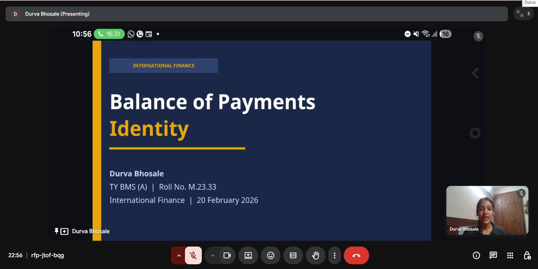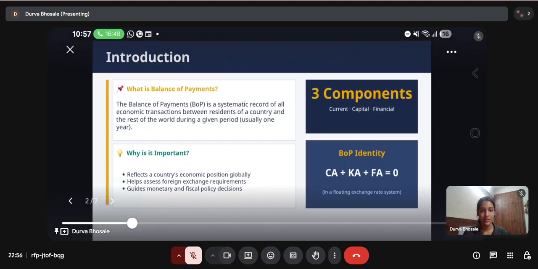My name is Durva, and my topic for International Finances presentation is Balance of Payments Identity. In this presentation, we will understand what is balance of payments, the components of balance of payments, advantages and limitations of balance of payments, and much more. So let us start by understanding what is balance of payments.